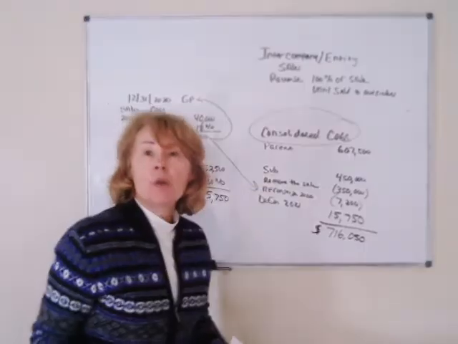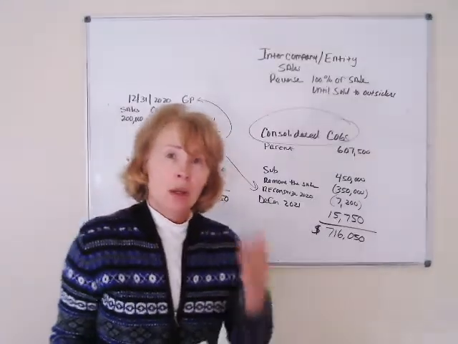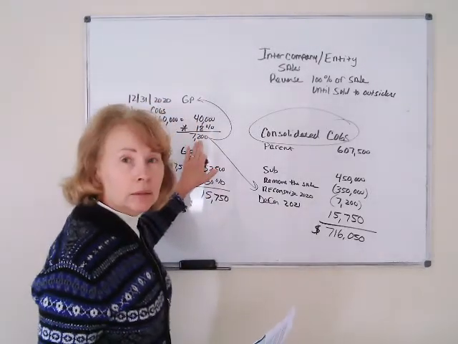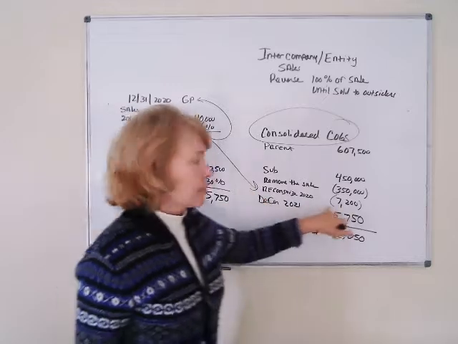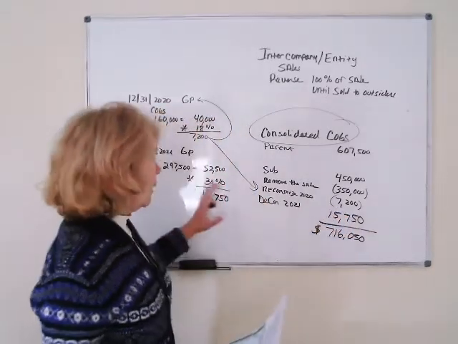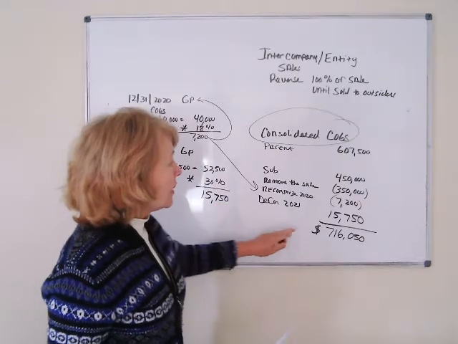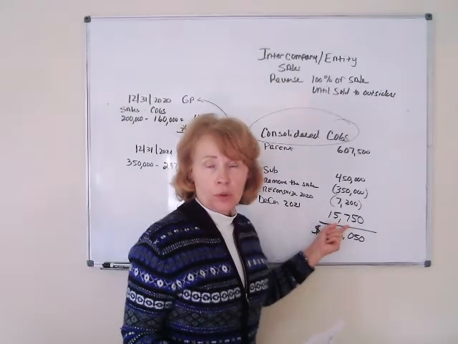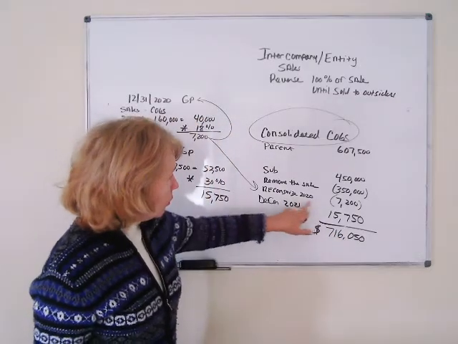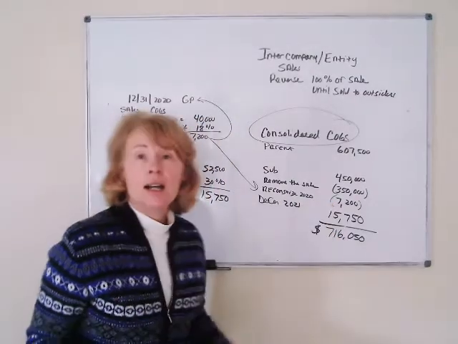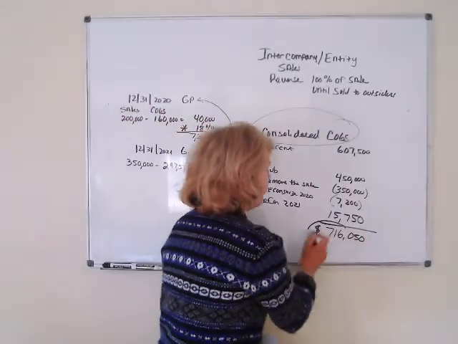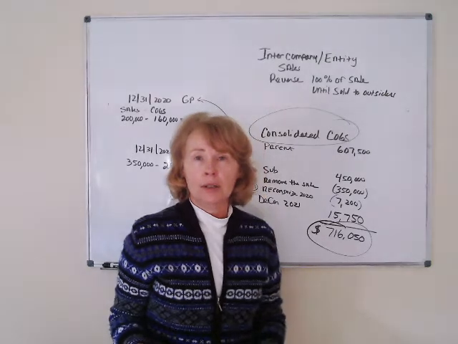Some of these questions are only asking for a certain piece. Here they're asking for consolidated cost of goods sold. But remember this: your ending inventory will always subtract from your cost of goods sold, and your beginning inventory you will always add in to your cost of goods sold, because you can't recognize this gross profit until it's sold to outsiders. And you have $716,050. That is your answer to this problem.